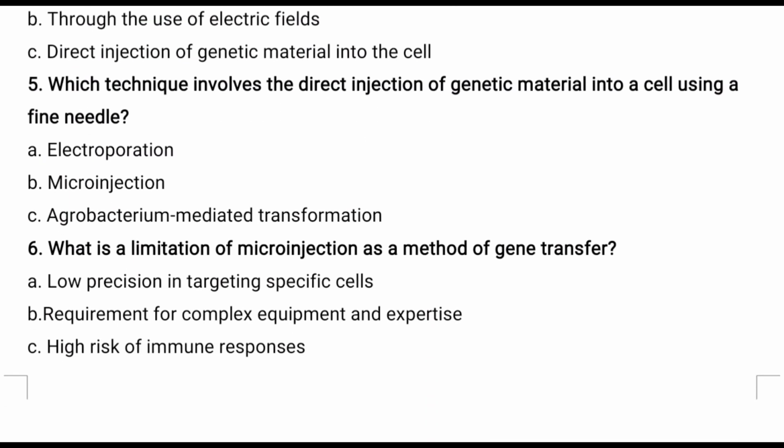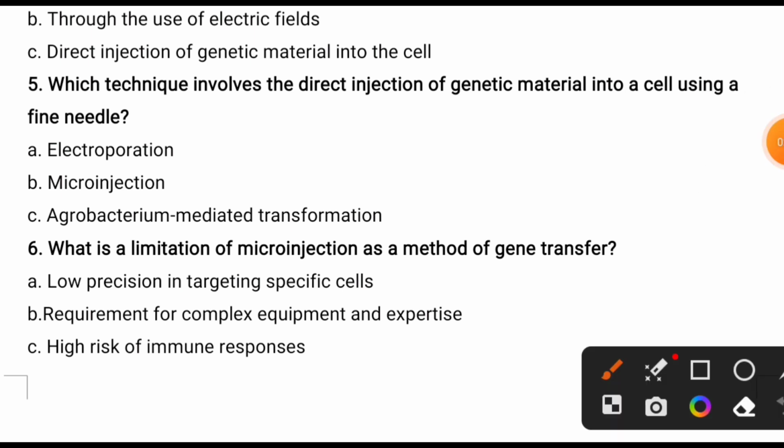Which technique involves the direct injection of genetic material into a cell using a fine needle? Options are electroporation, microinjection, agrobacterium mediated transformation. So microinjection is nothing but direct injection of genetic material into a cell with a needle. Okay, let's see the next question. What is the limitation of microinjection as a method of gene transfer? Options are low precision in targeting specific cells, requirement for complex equipment and expertise, high risk of immune responses. So the correct answer is requirement for complex equipment and expertise.